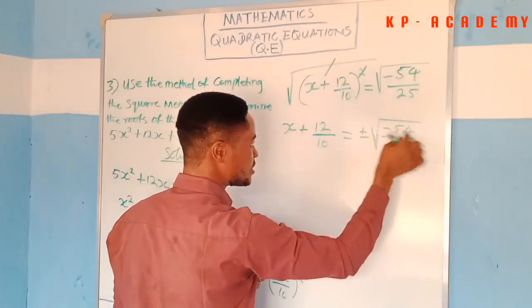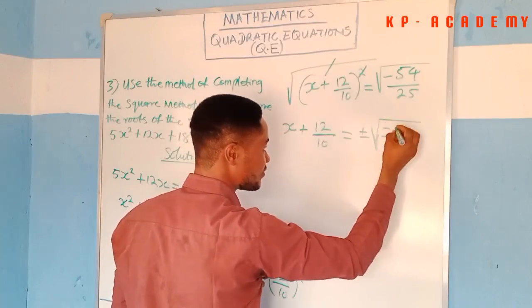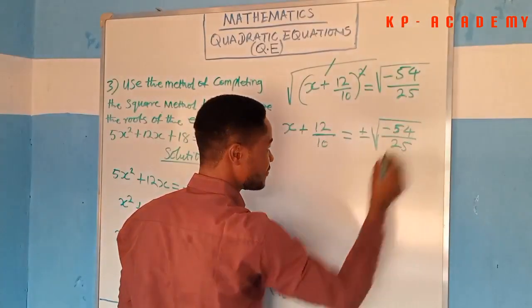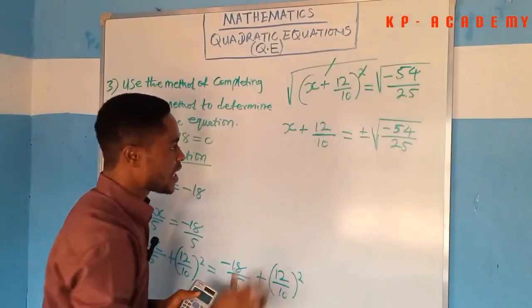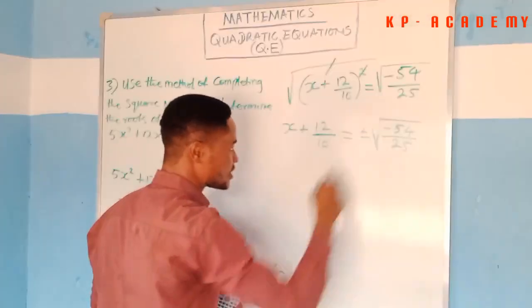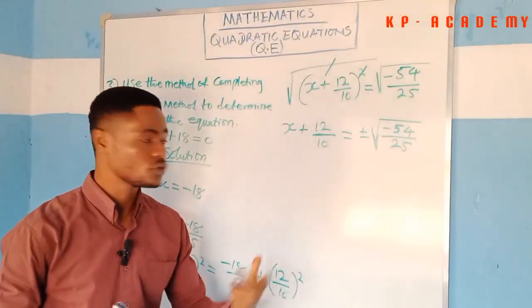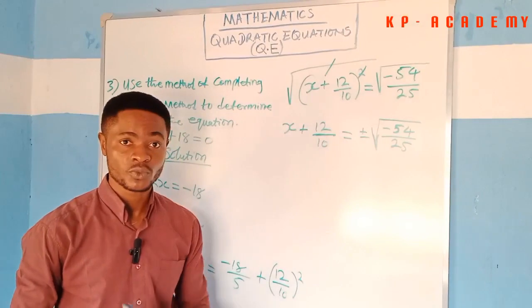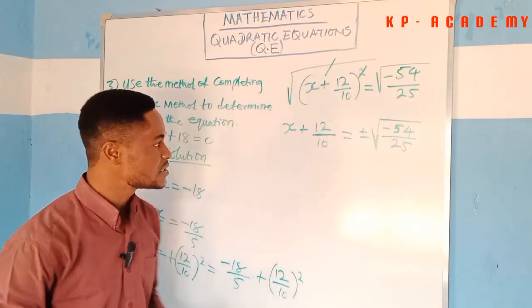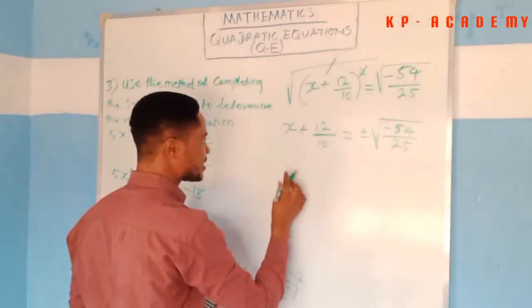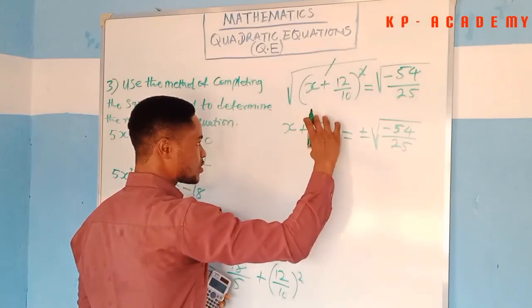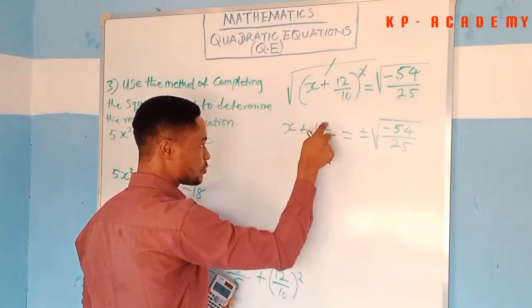So notice that this square root is for minus 54 and also 25. Very, very important. And of course, this plus or minus comes in because whenever a square root is introduced in any mathematical expression or equation, plus or minus will always come in. Okay, so having said that, now let us take this plus 12 over 10.